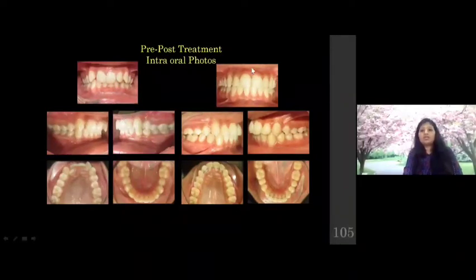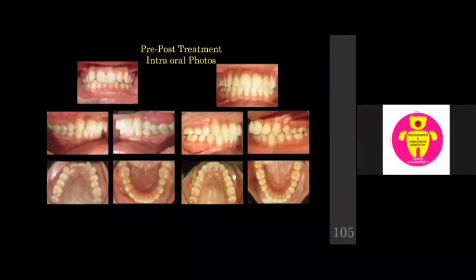Midlines are perfectly in match. From end-on canine to class 1 canine on both sides. Molars are in perfect class 1 on either side, as you can check out, and check out the occlusion. It is pretty much U-shaped right now, and you can see that overbite, which was so much high, now is reduced drastically. This is really the miracle of twin block.